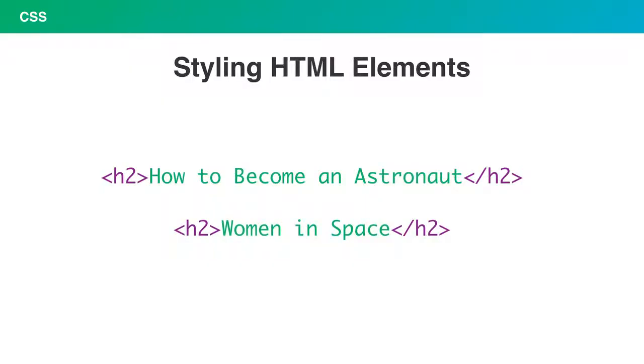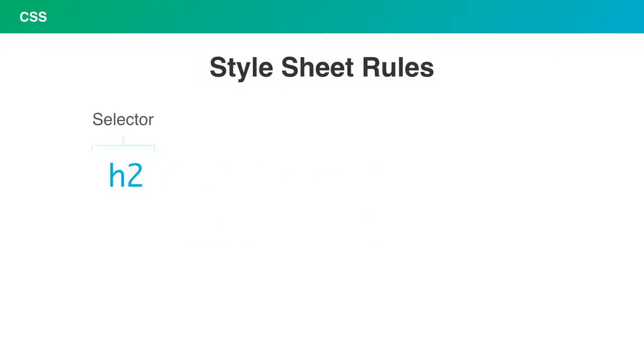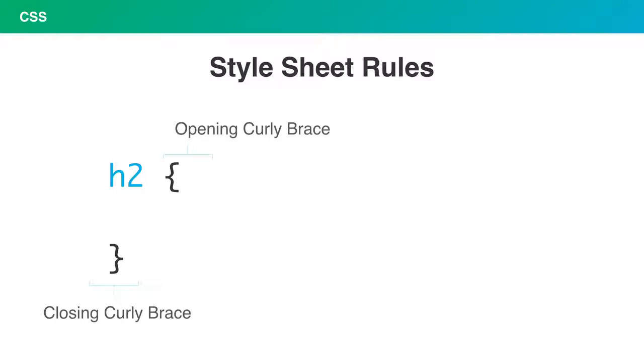To define a CSS rule, you first need to decide what you want to style. Let's style all the H2 elements. The element you want to style is called a selector. After your selector, you need a set of opening and closing curly braces. This lets the browser know that all the styles in between the braces belong to the H2 element. And finally, in between our curly braces, we can start adding styles.